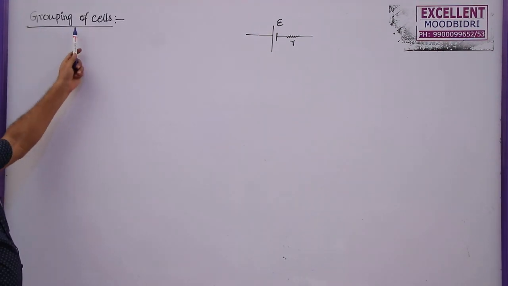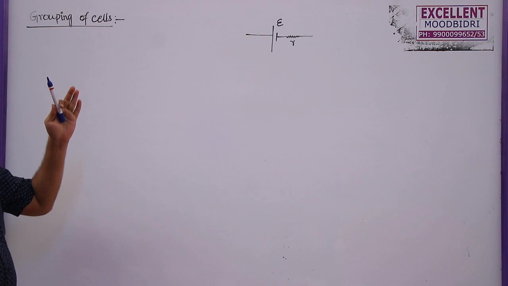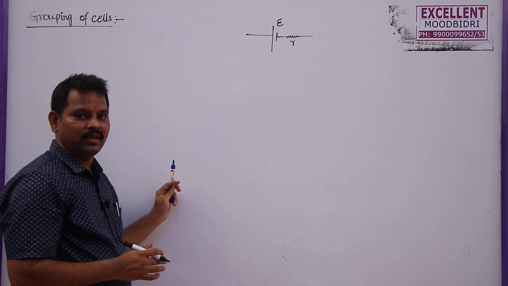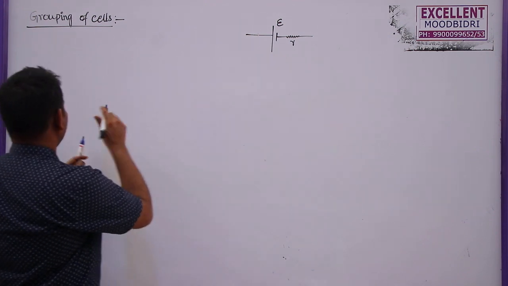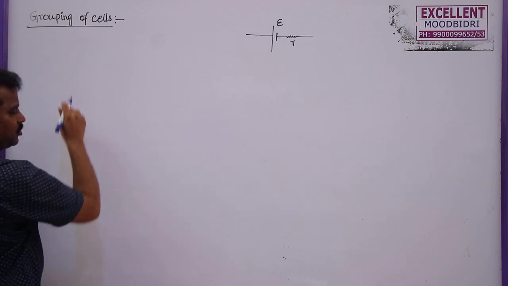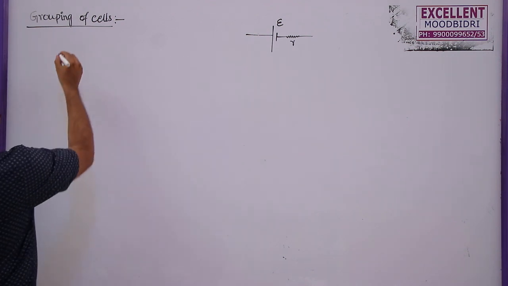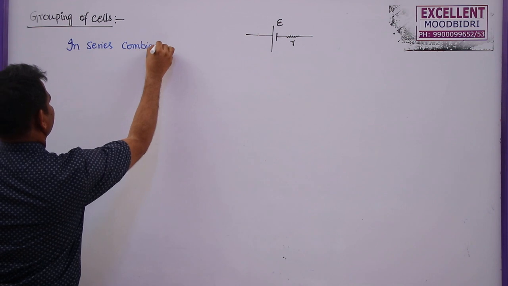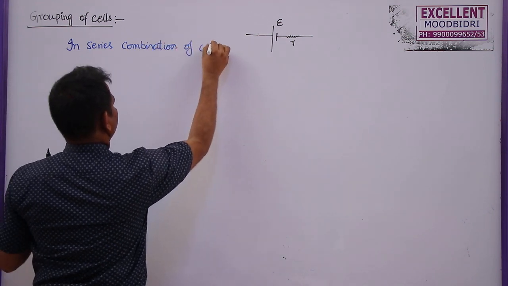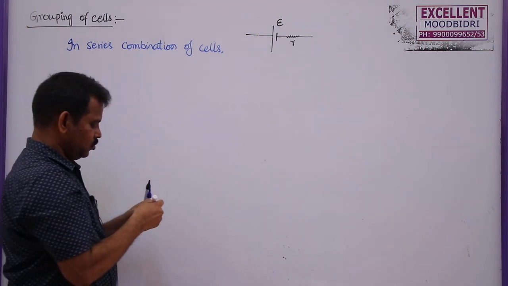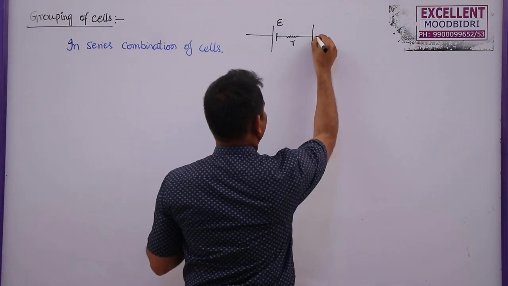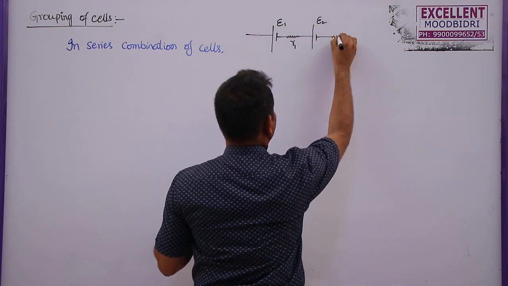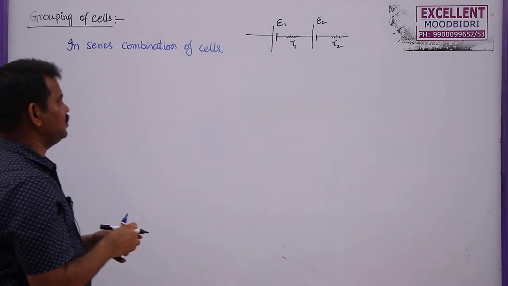The next topic is grouping of cells. Suppose you need an EMF which is greater than the EMF of a single cell, then we can connect these cells in series combination. Please remember this point. In series combination of cells, when we are connecting two or three cells, let us say this is the first cell, this is the second cell, this is E1, r1, this is E2, internal resistance r2. So this is called a series combination of cells.